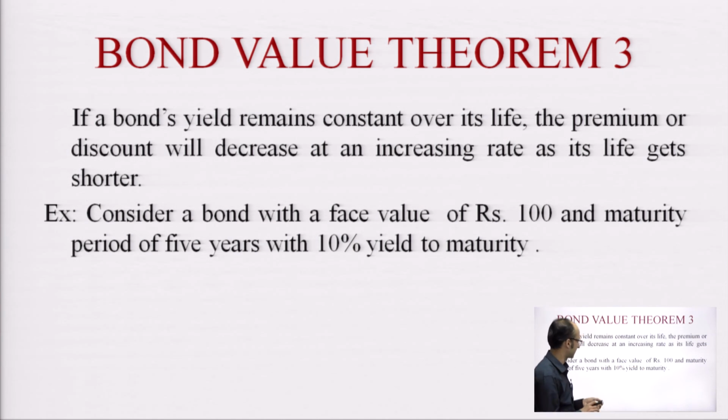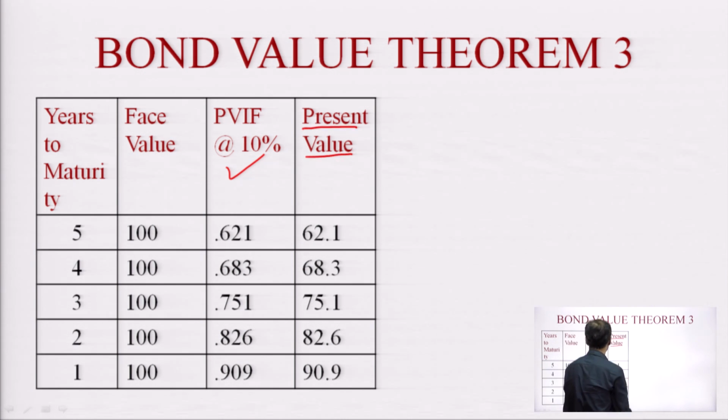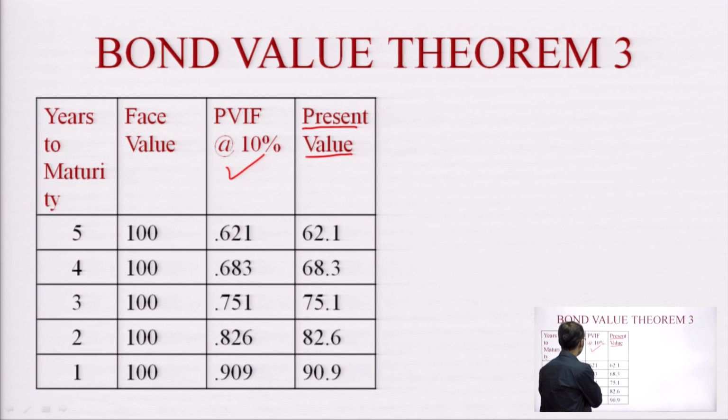Now to simplify this example, we have already tabulated this in this graph. Now you can clearly see here what is written. Years to maturity, the bond duration was 5 years, the face value of the bond is 100 and the discount factor or the required rate of return or the yield is 10%. And the present value, as we know, we can calculate by simply multiplying this face value by this present value factor, that comes out to 62.10 for the 5th year, 68.3 for the 4th year, 75.1 for the 3rd year, 82.6 for the 2nd year and 90.9 for the 1st year.